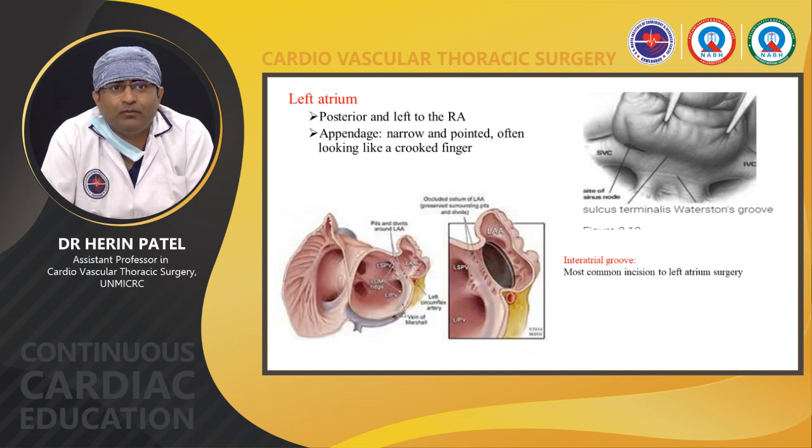You can see the prominent pectinate muscle on the right side and the less formed pectinate muscle on the left side, and the shape of the appendage on the left side and the shape of appendage on the right side.